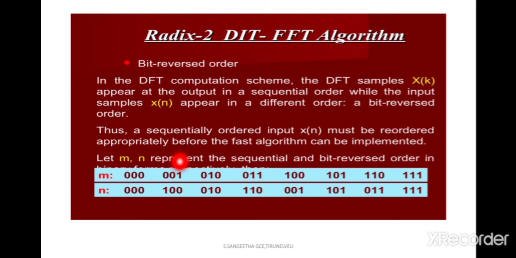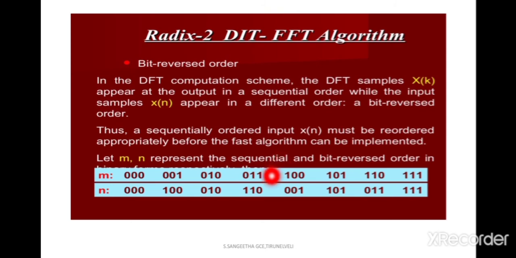Here 0 0 1, when reversed, gives 1 0 0. So the reversal of x of 1 will be x of 4. Next we have 0 1 0, and on bit reversing the value we have 0 1 0, the same value. So similarly for 0 we have 0, for 1 we have 4, for 2 we have the same 2, and for 3 we have 6.